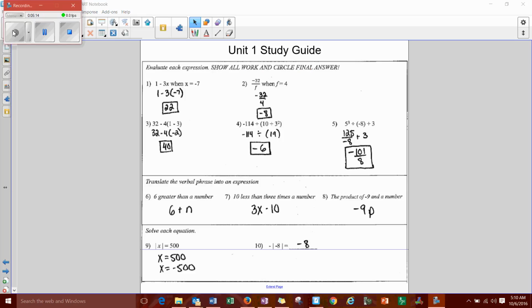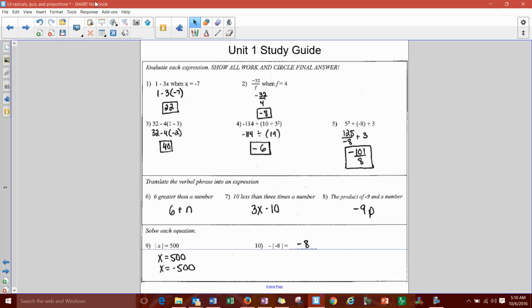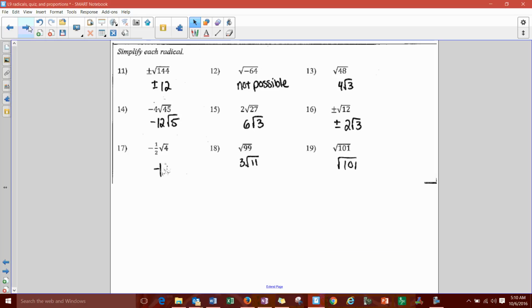If for whatever reason you weren't able to get to the Unit 1 study guide answers on Schoology, I've also posted them here. So here's our Unit 1 study guide answers. You can pause this and check these answers. There's some more. Again, pause and check your answers and then resume when you're done.